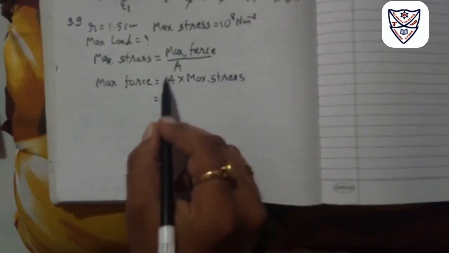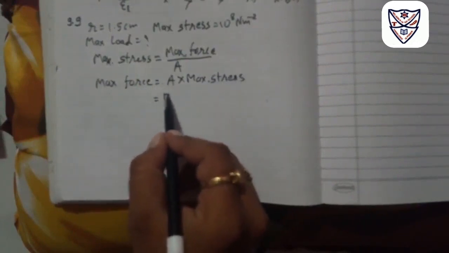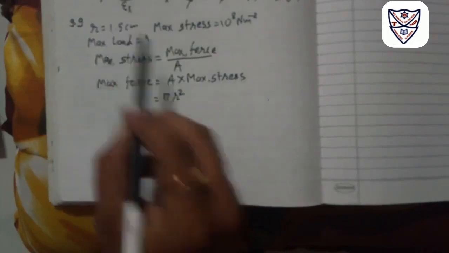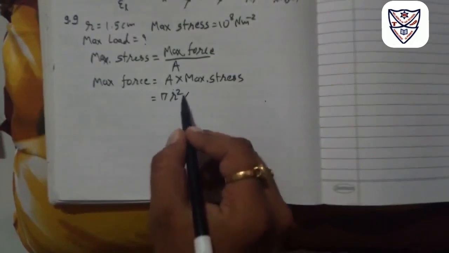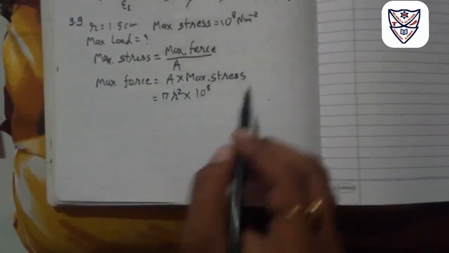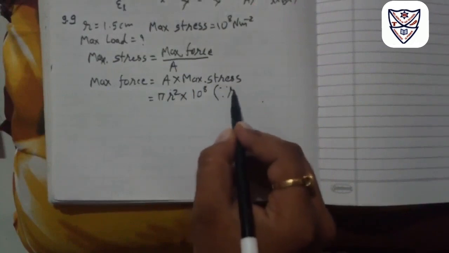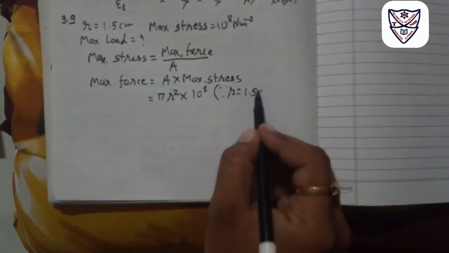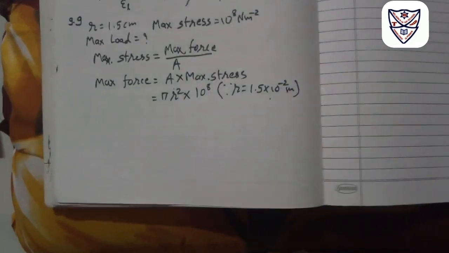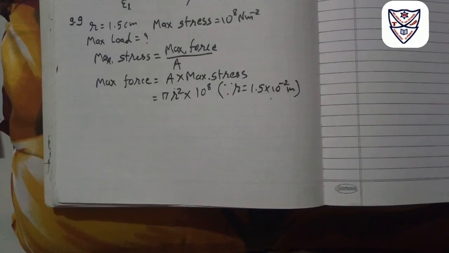Now for area I have to write pi r square, but see here it is in centimeter, we have to convert it into meter. So into maximum stress, which is 10 raised to 8, right? Here we have to take r is equal to 1.5 into 10 raised to minus 2 meter, right? So by putting all the values, we can get the maximum load or maximum force.